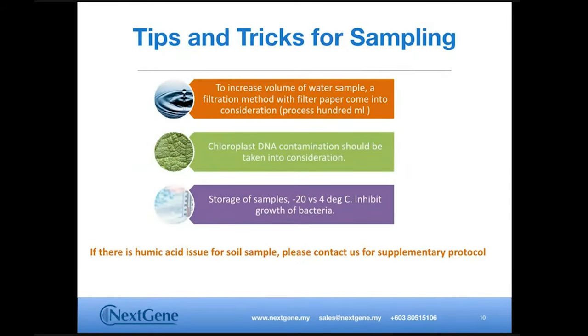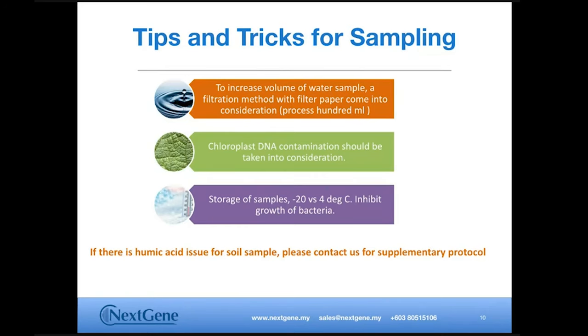And then here are some tips and tricks for sampling. If you are using water as your sample, to increase the volume of water samples, a filtration method with filter paper comes into consideration. This is important because sometimes water might have very little microbes, so you need to concentrate the microbe level by using the filtration method.